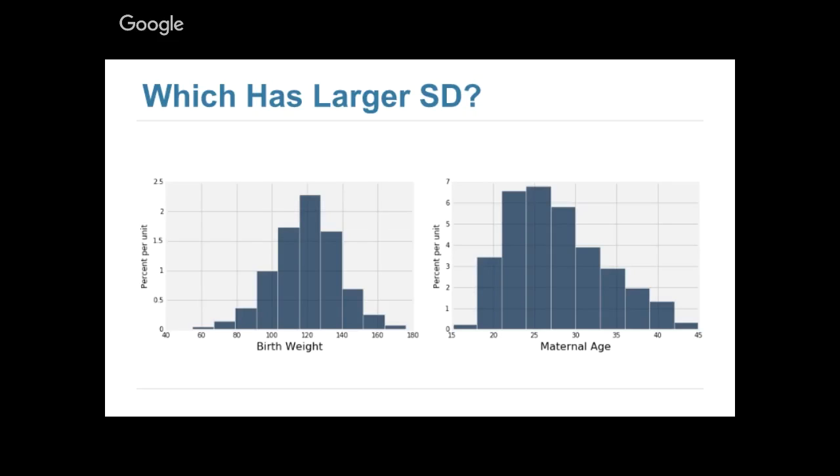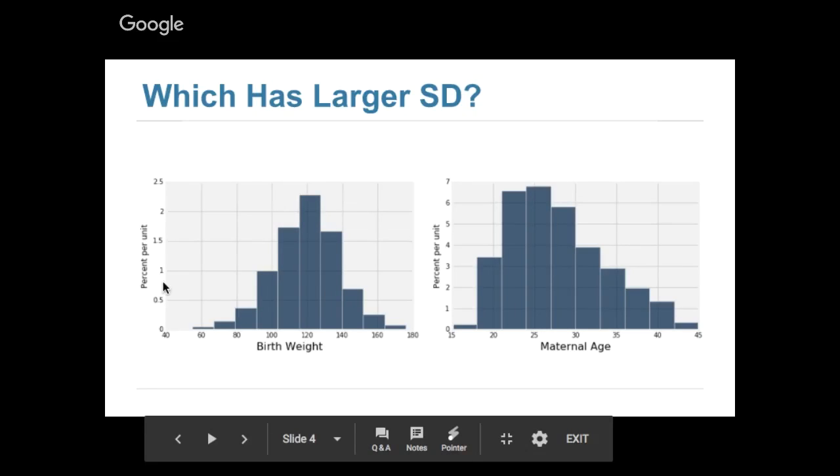Okay, so let's try this again. Your left hand, if you think the left histogram, the birth weight, has a larger SD; your right hand, if the right histogram has a higher SD. Let's see it. Show of hands. What do you guys think? Left or right? So I see rights. I see some lefts. So if you said left, congratulations, you got it right.